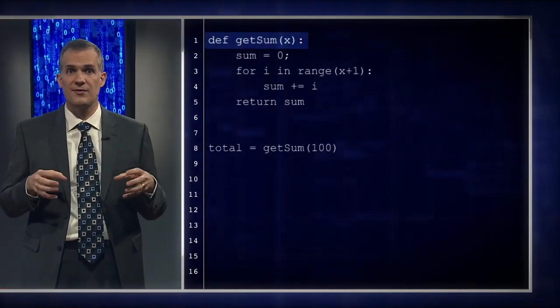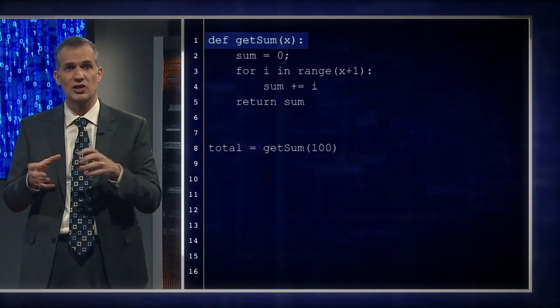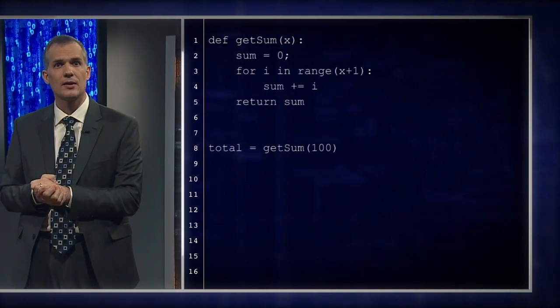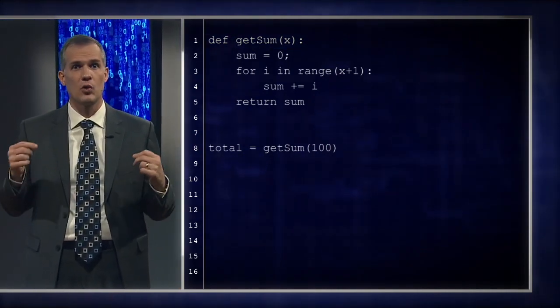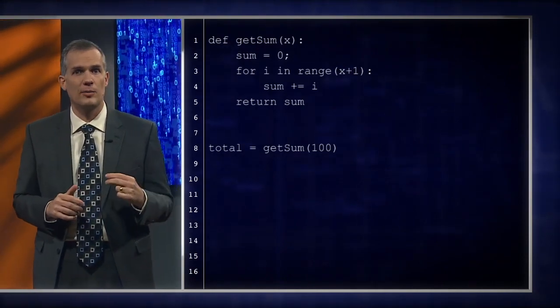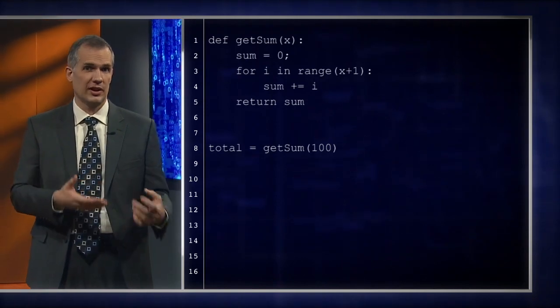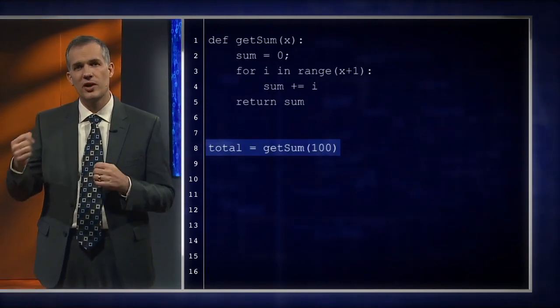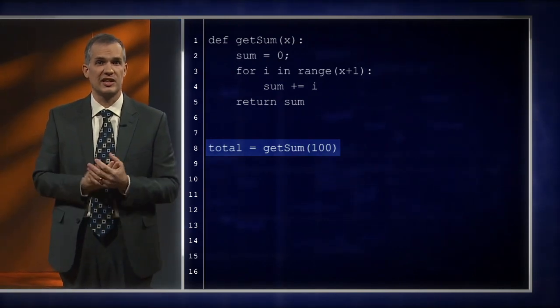In the function definition, we put inside the parentheses the name the function is going to use for the parameter. In this case, we have a function that's going to sum up the numbers from 1 to whatever value is passed in as a parameter. We name that parameter x in this case. When we call the function, like you see below, we put in whatever particular value we want the parameter to take, which in this case is 100.